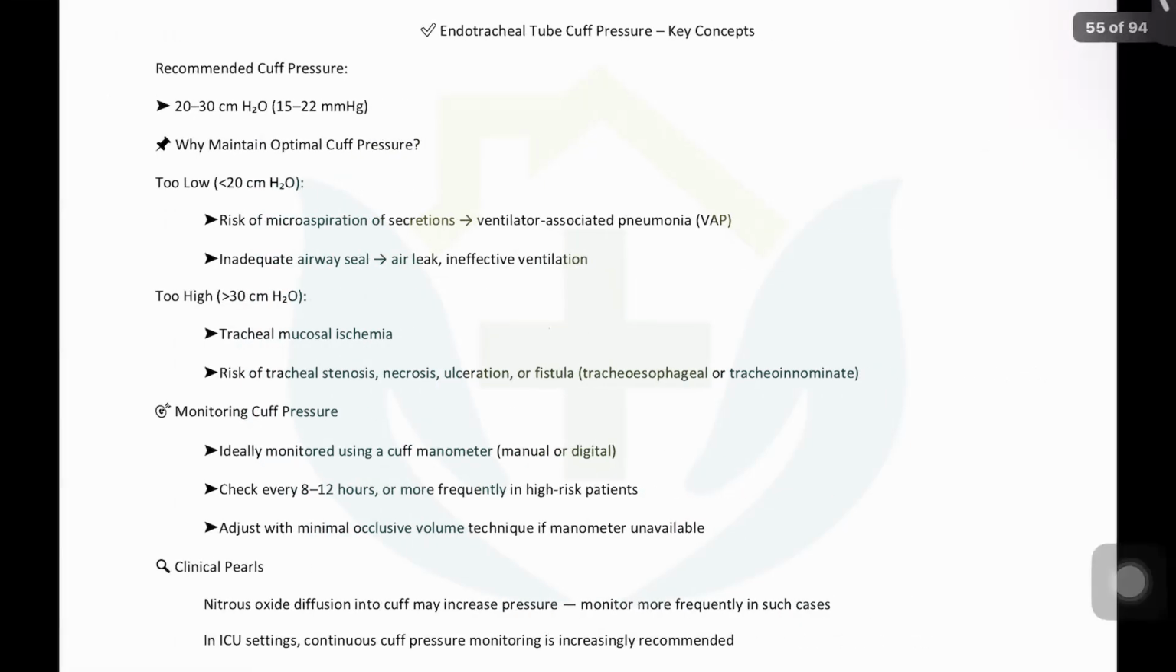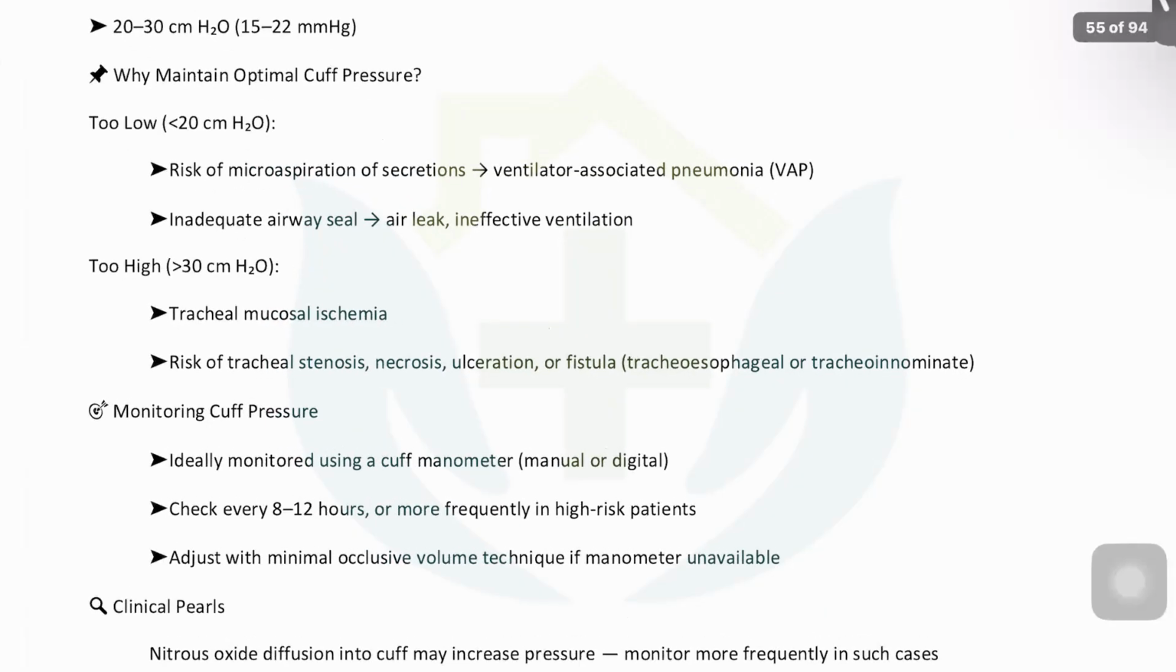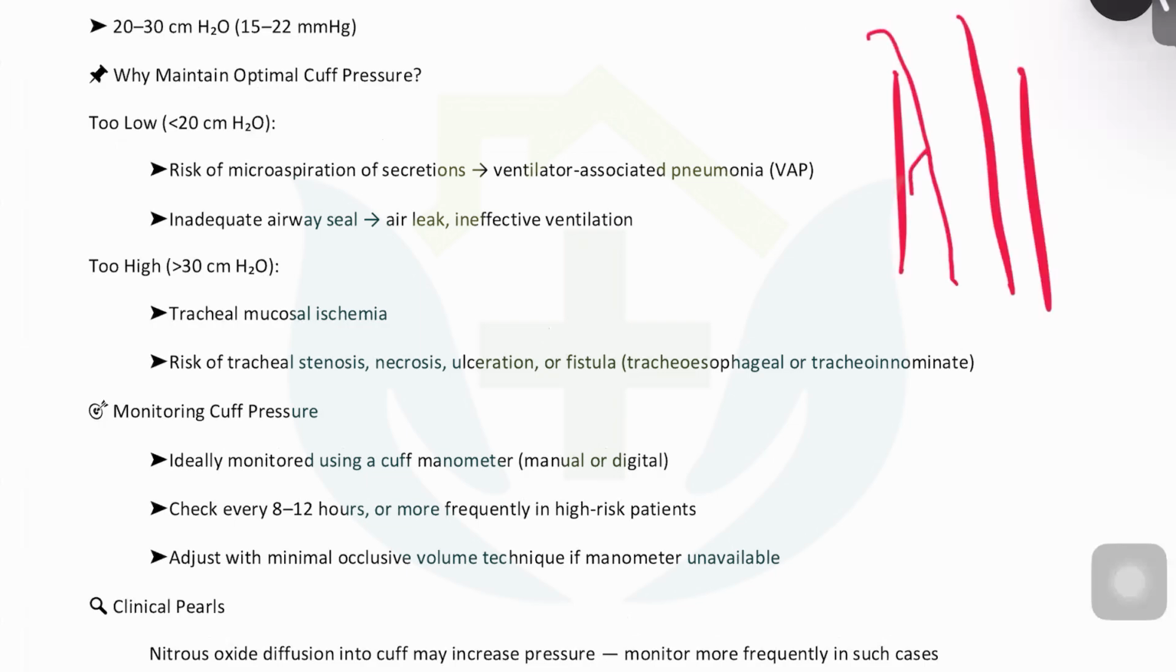Key concepts that you need to remember is 20 to 30. Good is 15 to 22. Why maintain this optimal cuff pressure? Because if it is too low, it will allow for micro aspiration. This is the endotracheal tube and this is the cuff. Let us say if it is loose, the secretions will trickle down from the side. So micro aspiration will happen and VAP will occur. This is one of the proposed, and actually this is the mechanism for ventilator associated pneumonia or tracheitis.